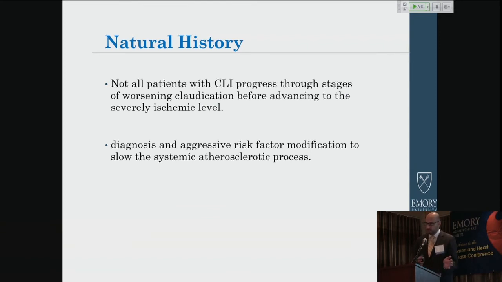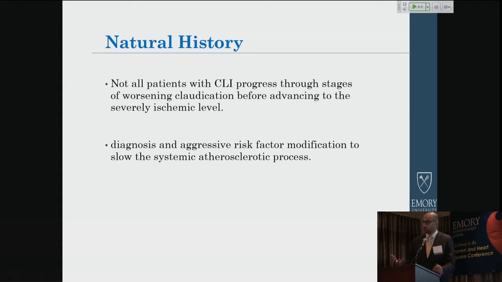I want to emphasize this point here, the natural history of peripheral arterial disease. Not all patients who present with chronic limb-threatening ischemia progress through the different stages of claudication prior to that. Some patients' initial presentation will be with foot rest pain or foot gangrene, particularly now as patients have limited walking capacity due to other issues such as back pain or obesity or things like that.